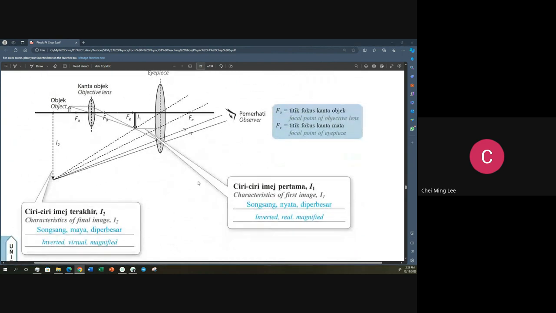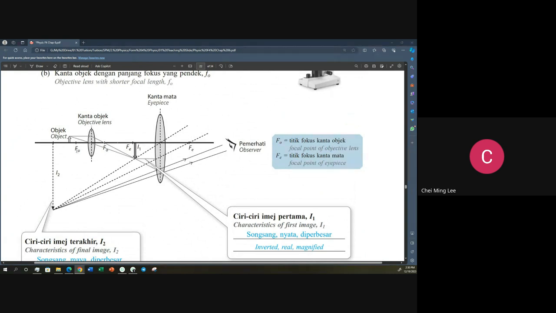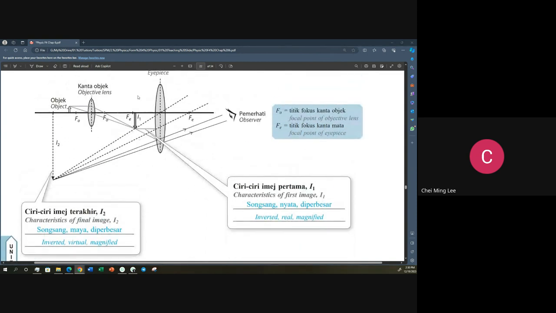So what it does is, the object first will be magnified by the objective lens, forming a magnified image. Then the eyepiece will magnify again the image produced by the objective lens and become an even bigger final image. So this is how they use a double magnification method. For the first image, the characteristics will be inverted, real, and magnified. And the final image will be inverted, virtual, and magnified.